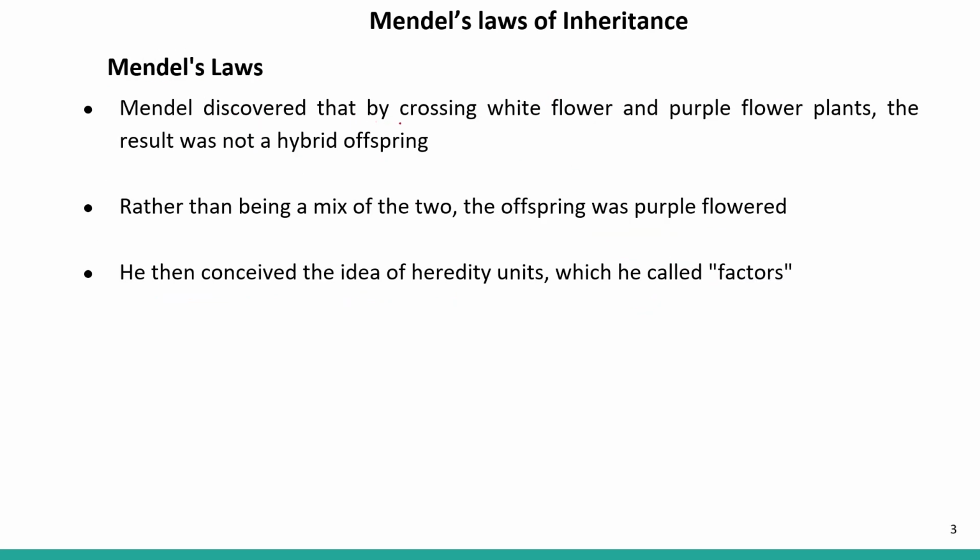Mendel discovered that by crossing a white flower and a purple flower, the result was not a hybrid offspring. He took a white flower and a purple flower of the pea plant, and the result was not a mix of the two. The offspring was a purple flower. So he was confused: where has the white color gone? Why am I not getting a light purple or mixed flower, or a white flower? Why am I getting only purple flowers?